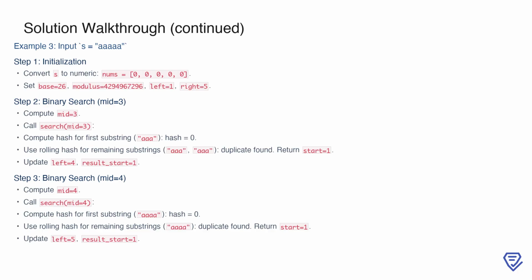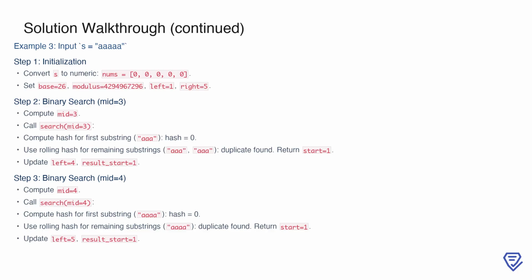The search function computes the hash for the first three characters, AAA, and adds it to a set. Using the rolling hash, the function calculates hashes for the remaining substrings, all of which are also AAA. Since a duplicate is found, the search function returns the starting index 1. Based on this result, we update left to 4 and store the starting index of the potential result as 1.